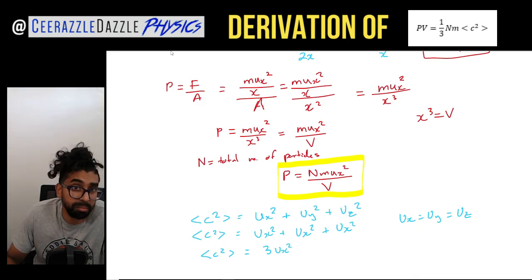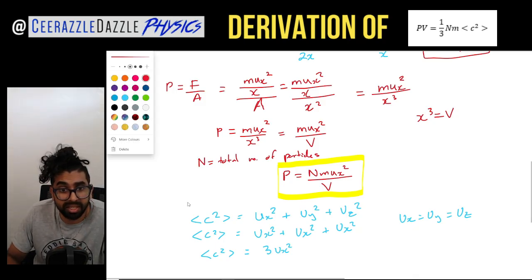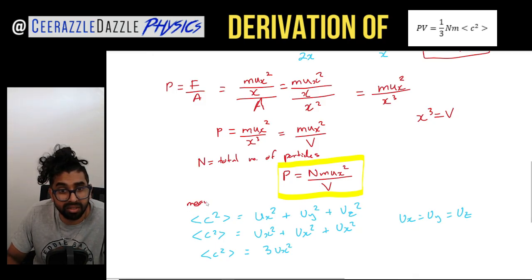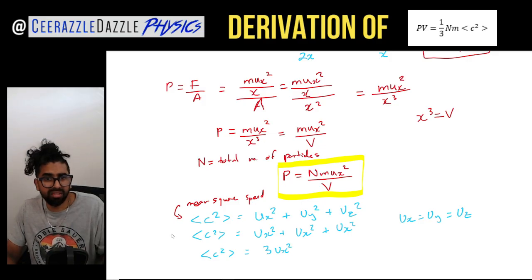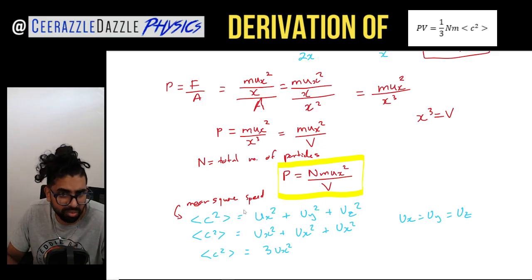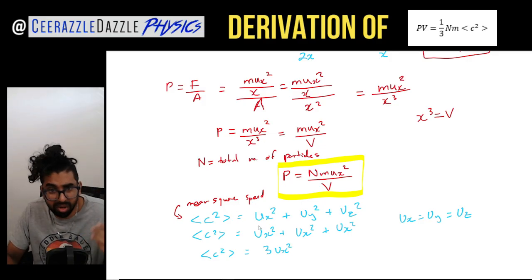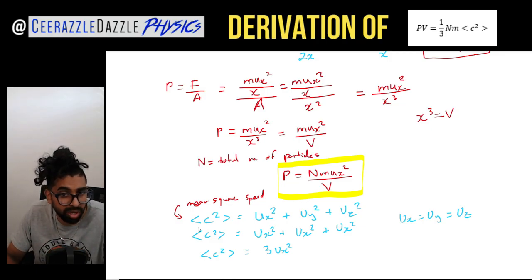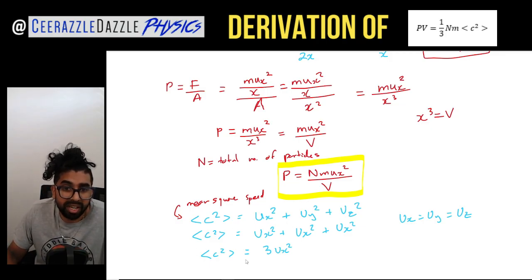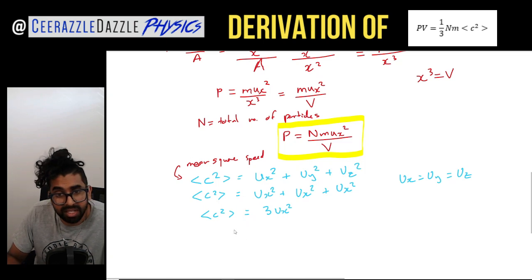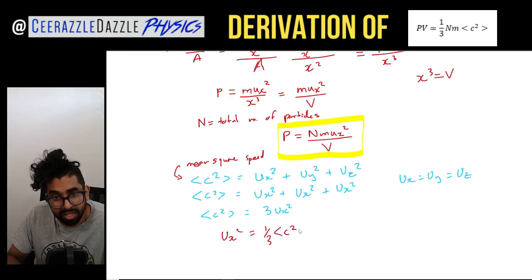And don't forget, this is the mean square speed. Let's write that down over here. Basically it's the mean of all the squares of the speeds. That's the reason why it's called a mean square speed. If we square up all the speeds and take the mean of them, that's what it would represent. So finally, ux squared will be equal to 1/3 of the mean square speed.